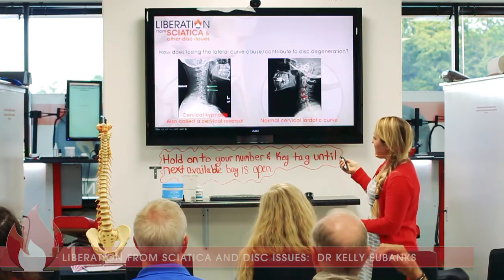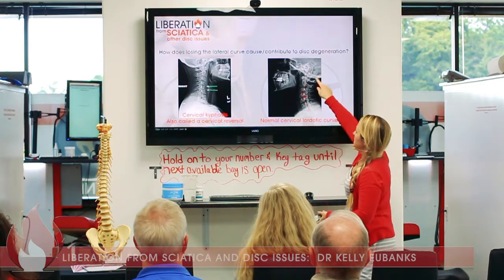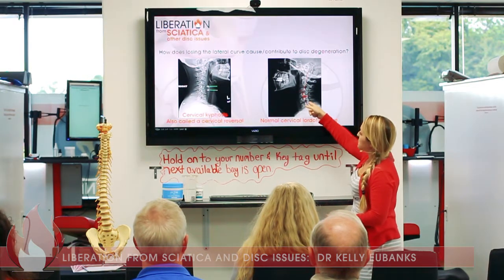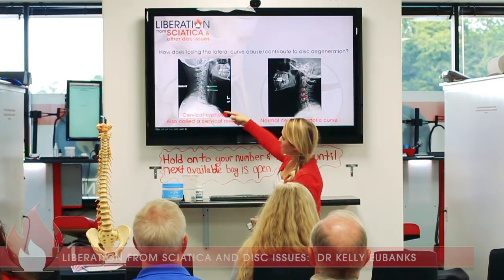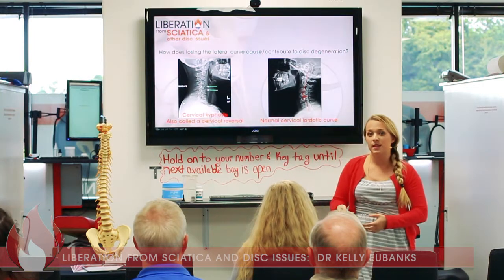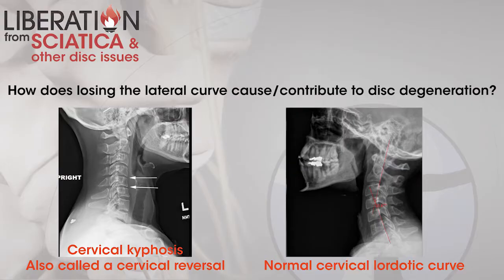All right. So normal cervical lordotic curve, when it's in a C shape like that, in your lumbar spine and your cervical spine, those are called lordotic curves. And then when it goes into a backwards curve, it's called a reversal or a cervical kyphosis. Any kind of kyphosis in the cervical spine is not normal.